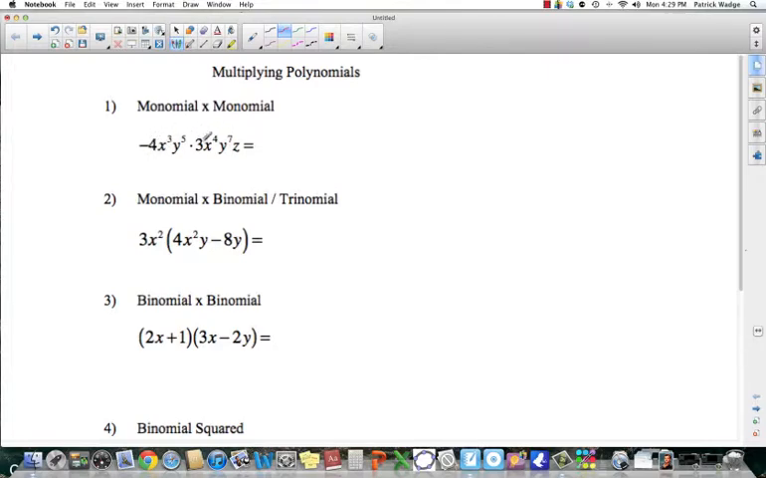You're going to multiply the numbers together, the negative 4 and the 3. You're going to multiply the x's together. You're going to multiply the y's together. You're going to multiply the z's together. Okay, so let's start with the numbers. Negative 4 times 3, negative 12.